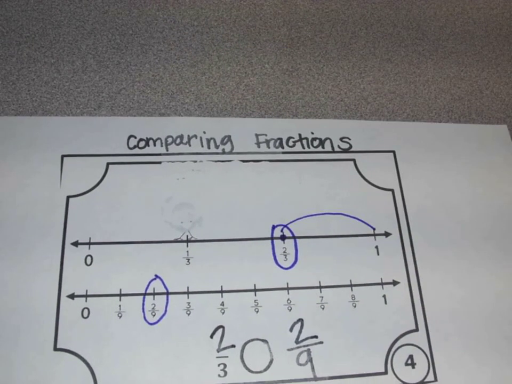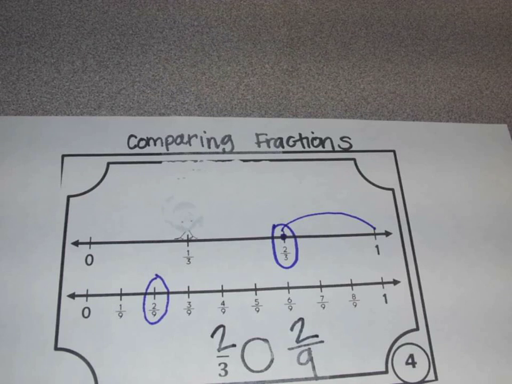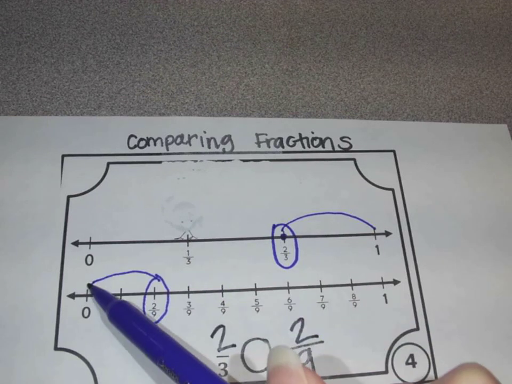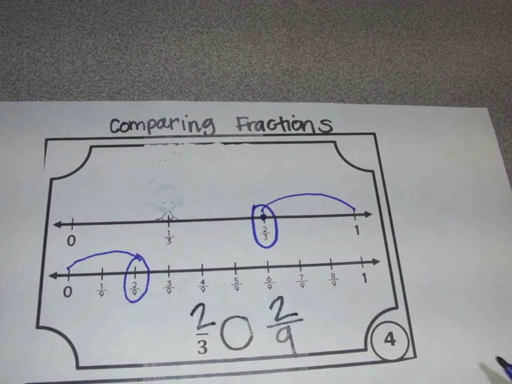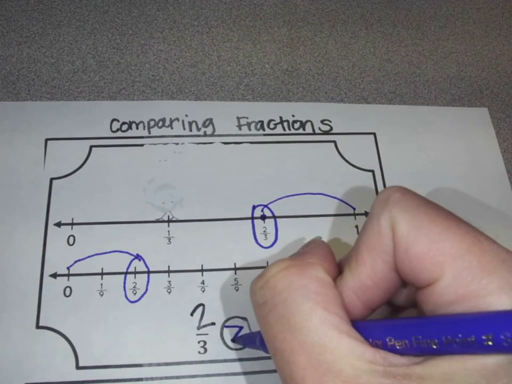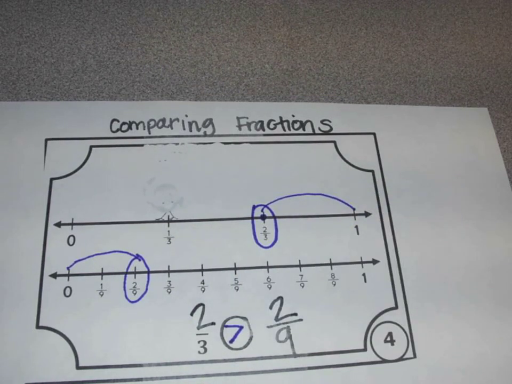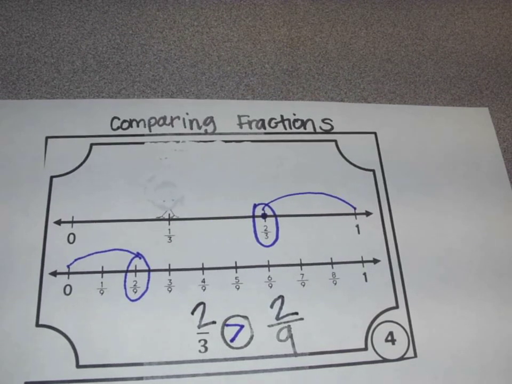Now, when we're comparing fractions on a number line, the fraction that is closer to 0 is the smaller fraction. So look at 2/9. Look how close 2/9 is to 0. So think, even when we're thinking about numbers on a number line, like whole numbers, numbers that are closer to 0 are smaller in value. So let's use that when we're comparing fractions. So 2/3 is larger. Alligator opens its mouth to 2/3. And we can read this as 2/3 is greater than 2/9, and that is definitely true.